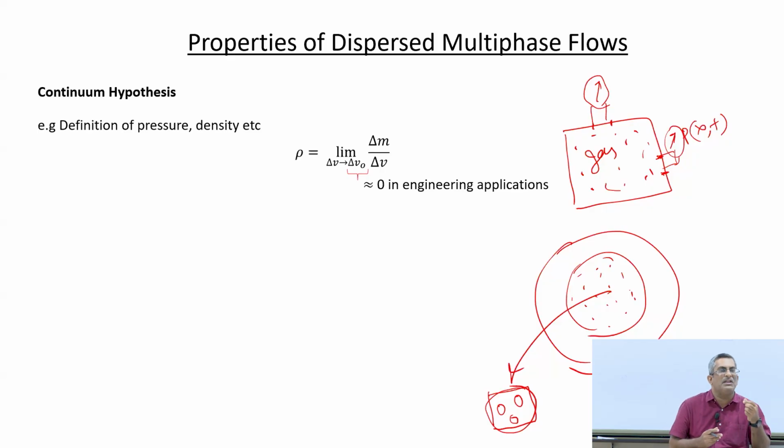So what is meant by mean free path? In simple words, mean free path is the average distance that a molecule travels before colliding with another molecule. So your dimension now scales with the mean free path. That is the reason why at that scale it is not continuous. But for all practical purposes, for all engineering applications, we can safely assume that our dimensions are much longer than the mean free path.